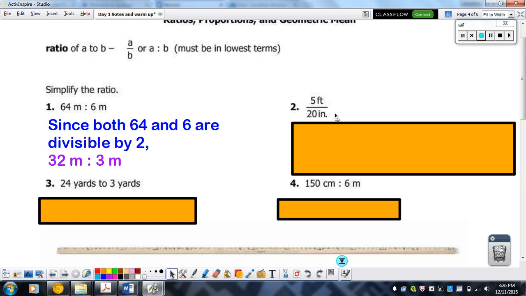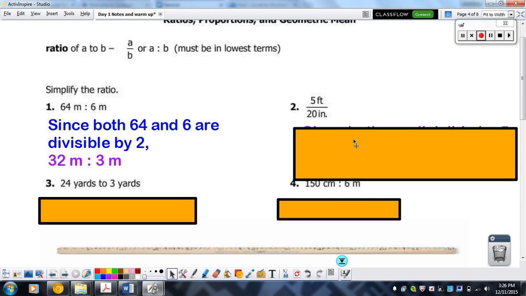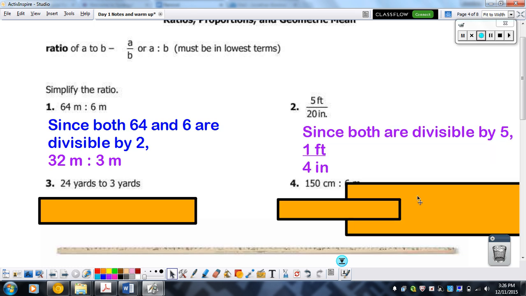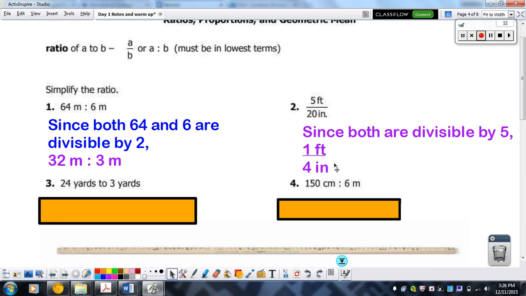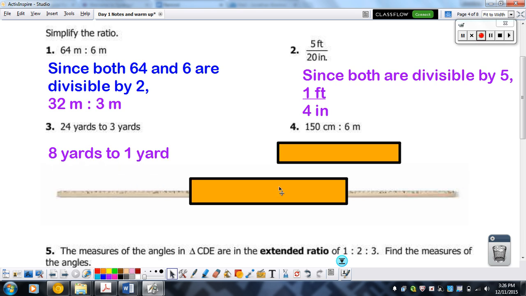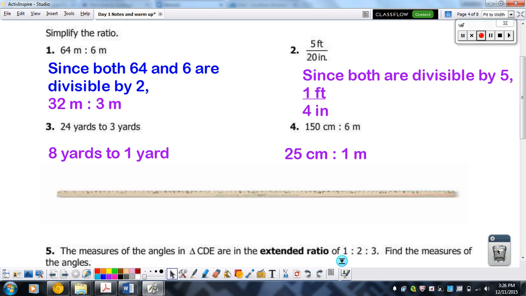An important thing is to make sure that you're reducing everything. So 5 feet to 20 inches, they're both divisible by 5. That would give us a ratio of 1 foot to 4 inches. Number 3, we've got 24 yards to 3 yards. So they're both divisible by 3, and that becomes 8 yards to 1 yard. And finally, 150 centimeters to 6 meters. Again, we're going to reduce that, and we'll end up with 25 centimeters to 1 meter would be our ratio.